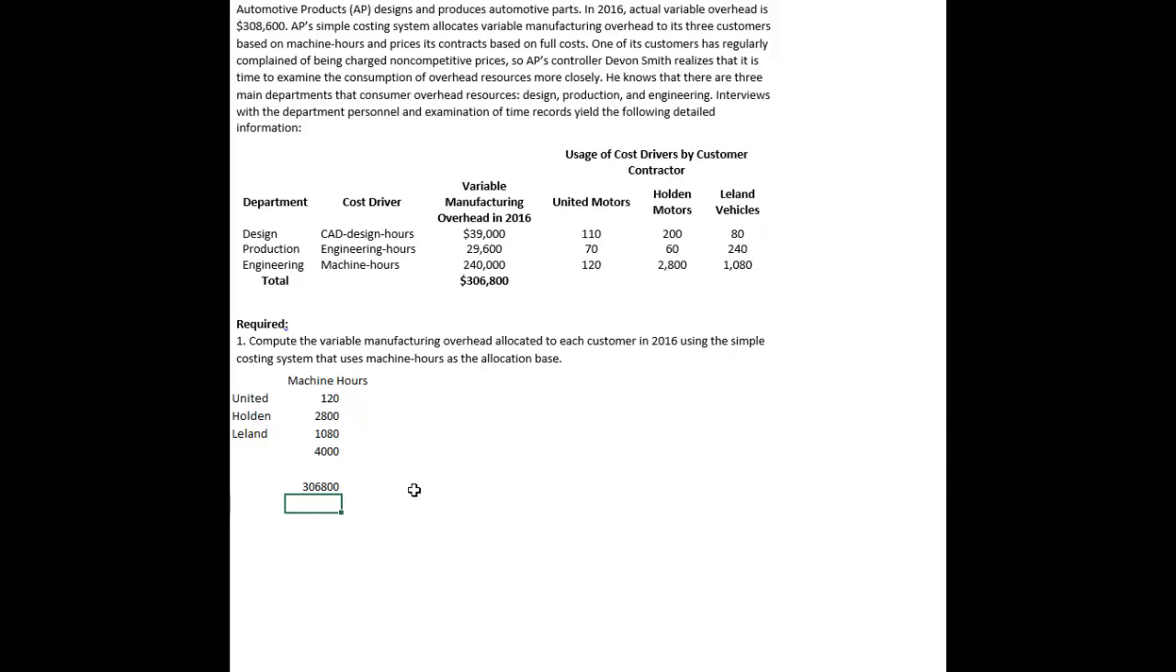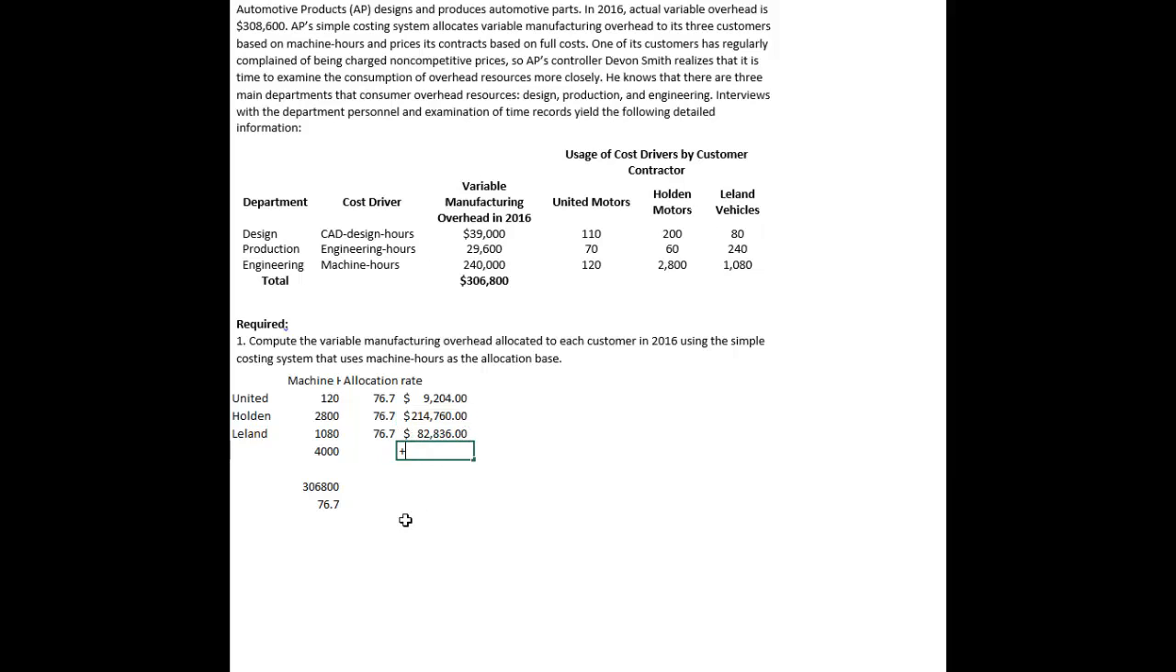So if I'm using machine hours as my allocation base, I'd take the 306,800 divided by the 4,000, and that means my allocation rate would be $76.70, and that's going to be irrespective of the customer. I'm going to allocate that much for every machine hour they've consumed throughout the products processed through our plant. So I'd take the 120 times the 76.70, that's how much I would allocate to United, and then Holden and Leland, I would do the same thing. I'm just taking the machine hours times the allocation rate.